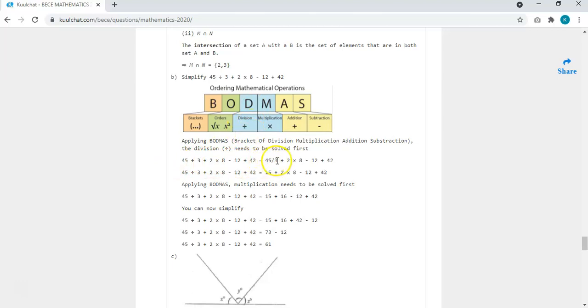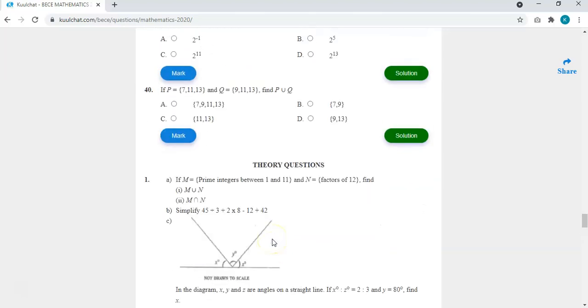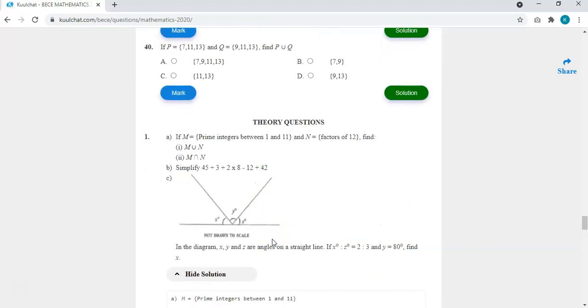So 45 divided by 3 is 15. Followed by, you solve for this one, 16. Then you add all of them. So when you add, you get 73 for the positive ones. Then you subtract the 12 from it, which gives you 61 as your answer. Okay, so that's it for B.